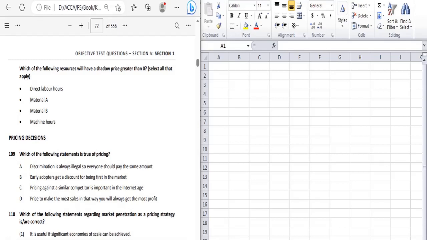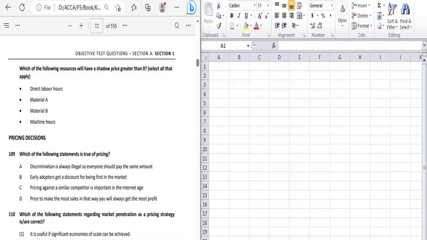And third, pricing against a similar competitor is important in the internet age. Obviously we all go through the internet, using Facebook and finding out about a product's price. So it is very important to price our product against similar competitors. So option C is correct.